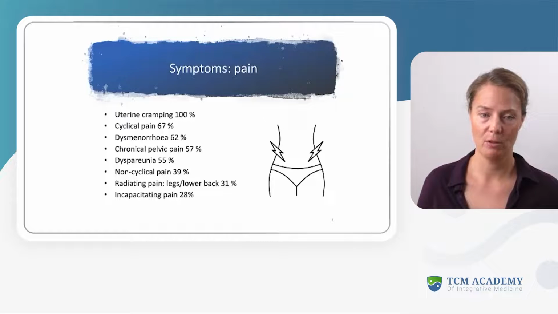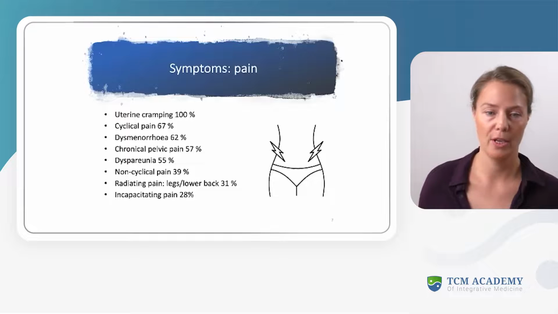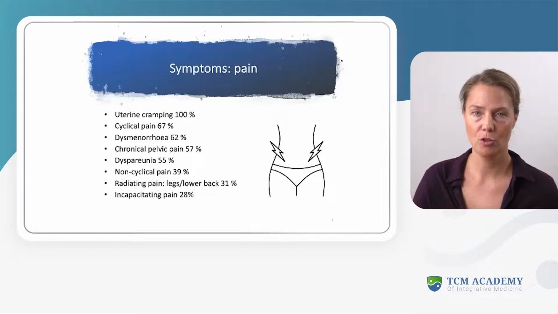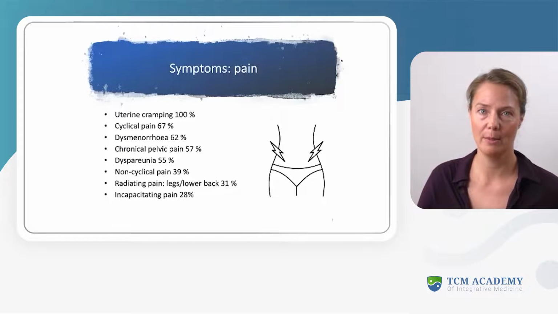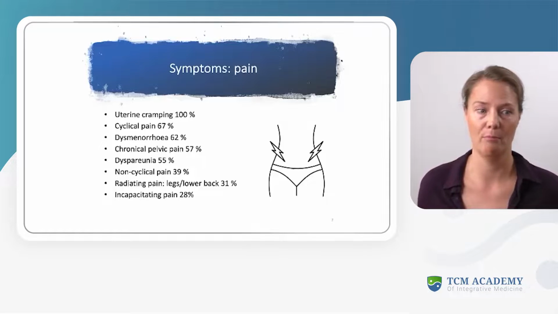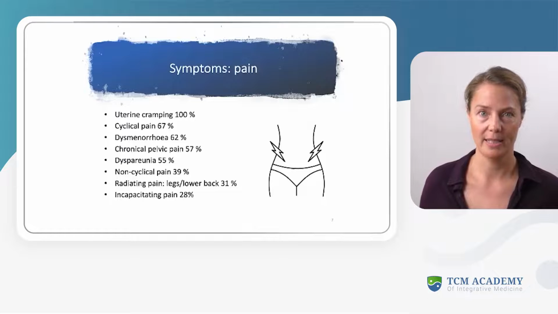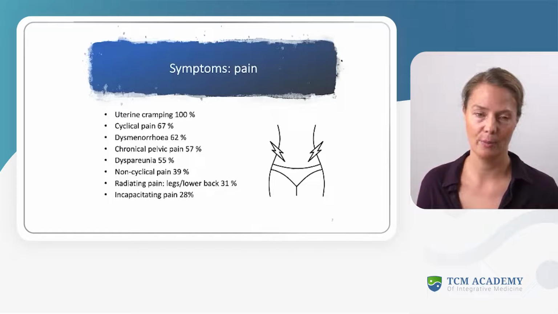About half of the patients also report dyspareunia, meaning pain symptoms during sexual intercourse. 39% talk about non-cyclical pain. A lot of patients, about 1/3, talk about radiating pain in the lower back and in the legs, and 28% have these pain symptoms in a way that they are incapacitating, meaning that they are not able to work anymore, that they are really for 1, 2, 3 days only lying in bed, wishing that this time will pass. So this is really a huge burden, and as I said before, we as practitioners of Chinese medicine can offer them a lot.